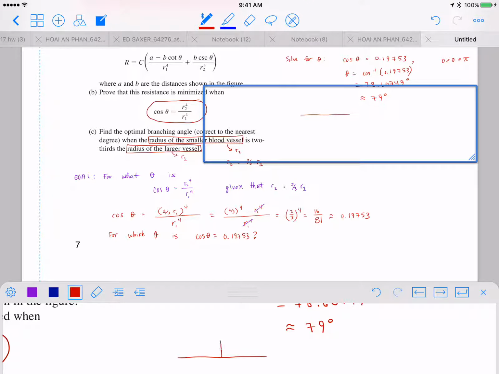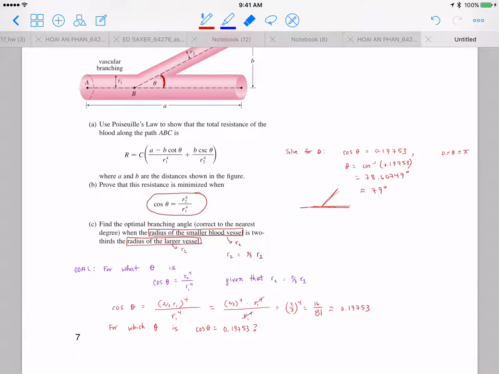All right, so if this is 90 degrees, then the optimal branching angle would be something like that. Which is pretty interesting, because I would have thought it would have been more like that. But nope, 79 degrees is the optimal angle. Okay, thank you.